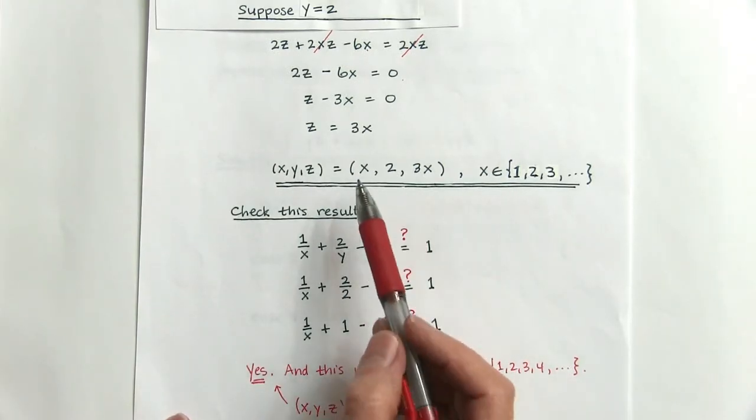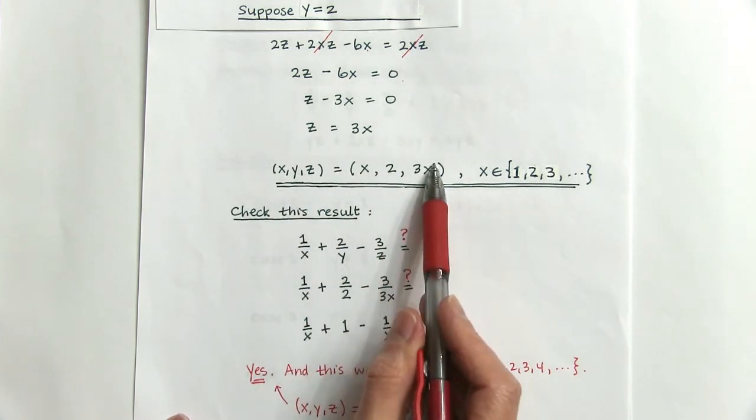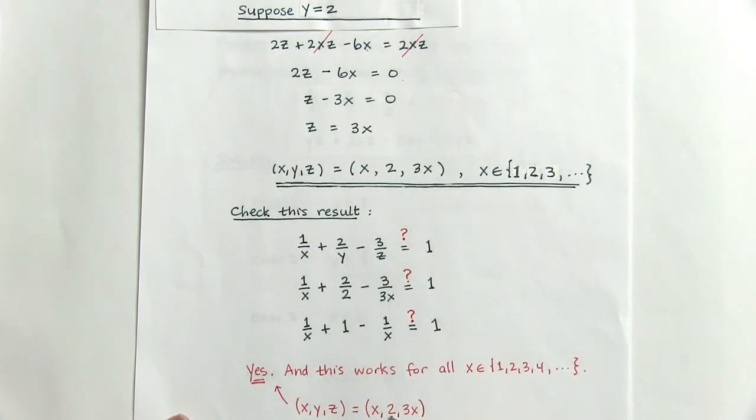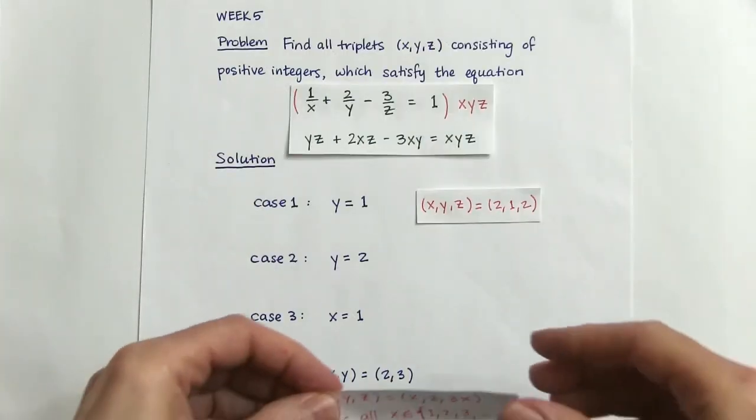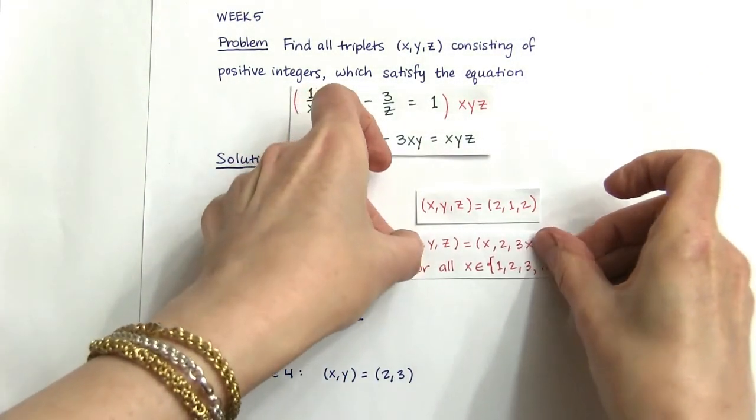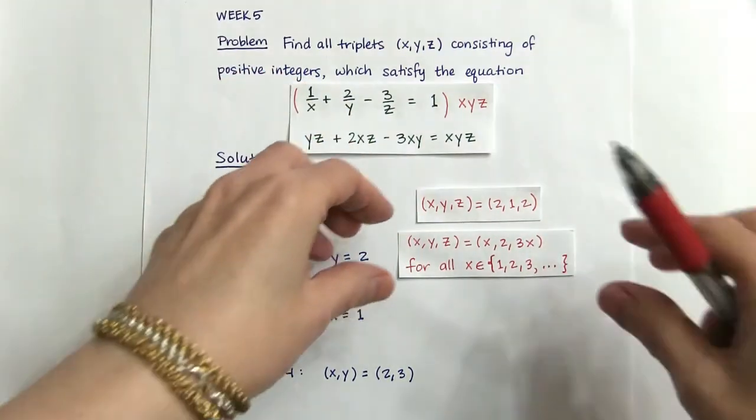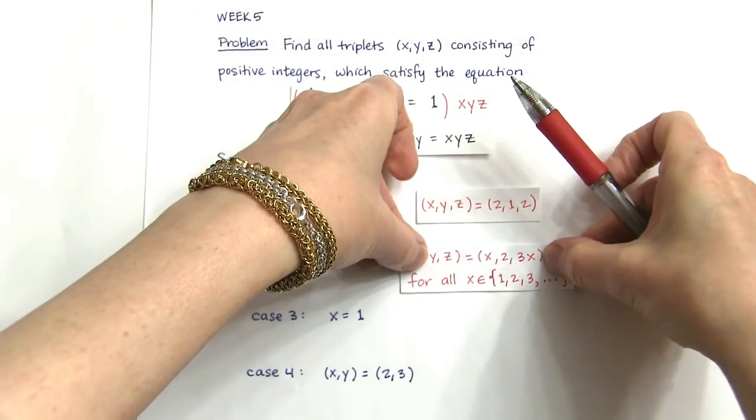And so yes, when x, y, and z is the triple x, comma 2, comma 3x, then this satisfies the equation for any positive integer x. And we've solved case 2, where y is 2. Let's add this solution to our list. I'll just move it down just a little bit.